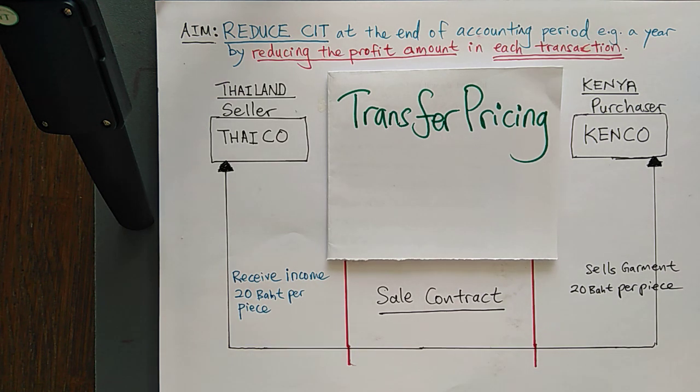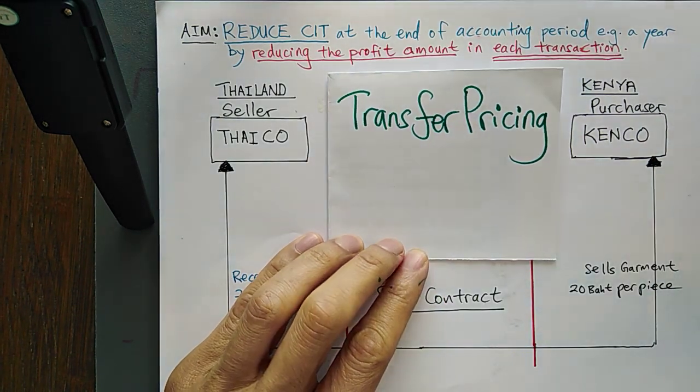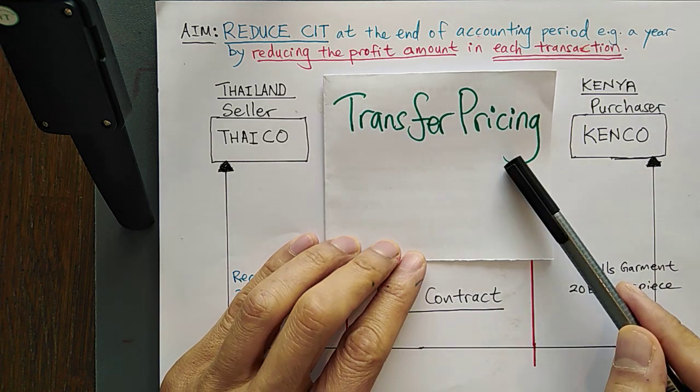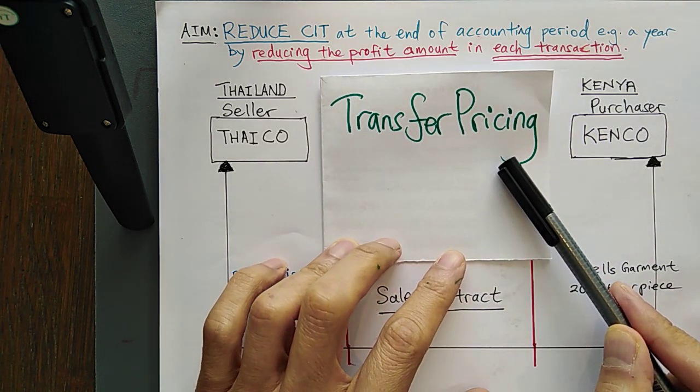Okay, hello everyone. This is another international tax planning technique that we are going to explain today in the next 20 minutes. This technique is known as transfer pricing. It is probably the most common international tax planning technique.